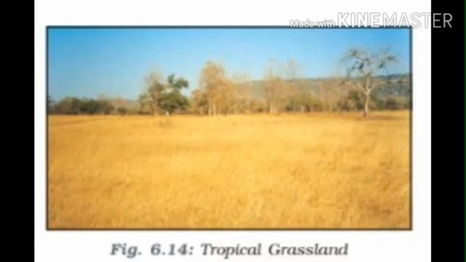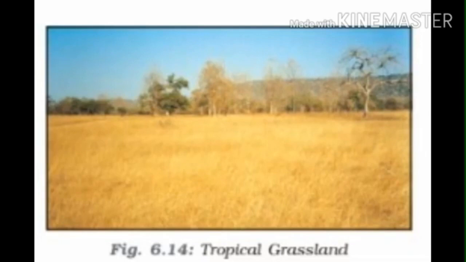Next one is temperate grasslands. These grasslands have different names in different regions. First, prairies in North America. Then steppe grasslands in Central Asia and Russia. Then downs in Australia. Then pampas in South America and Argentina. Then veld in South Africa. These are the temperate grasslands with different names.